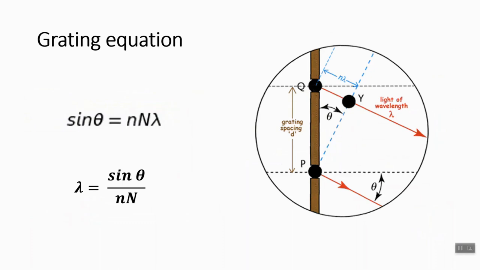Then the wavelength corresponding to each diffraction angle can be calculated by using the grating equation sin theta is equal to nNλ. Hence the wavelength of each prominent line is given by lambda is equal to sin theta by nN.